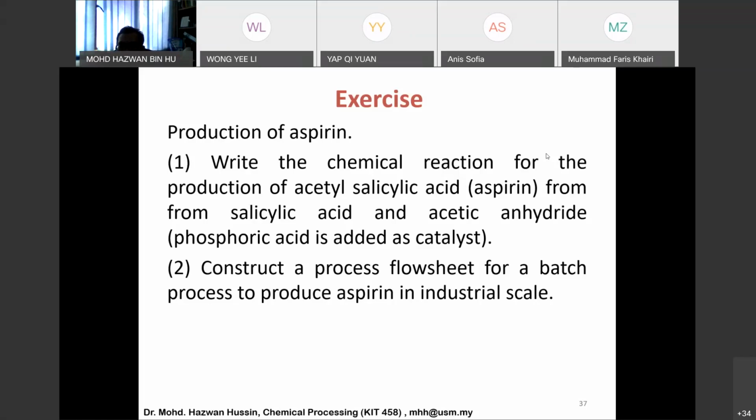So this actually I want you to do as a homework as well. So you can combine with the homework that I told you to differentiate batch reactor and continuous stirred tank reactor. So please find out the information. I guess the synthesis of aspirin is very easy. You can search it online. But I give you a clue. It is made from salicylic acid and acetate anhydride, where phosphoric acid is used as catalyst.